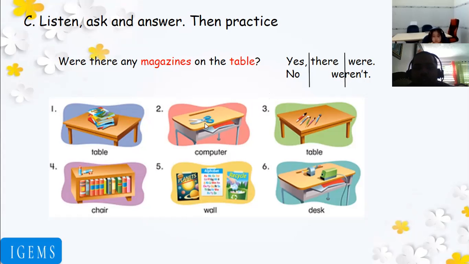Let me ask you something. Were there any, let's say, scissors on the desk? Yes, there were, or no, there weren't. What is the answer? Yes, there were. That is correct. Let me ask you something.